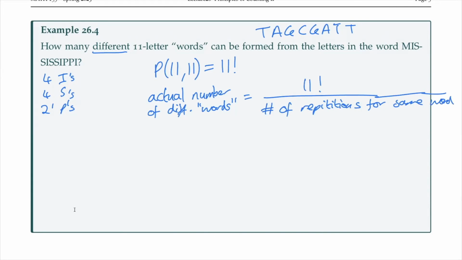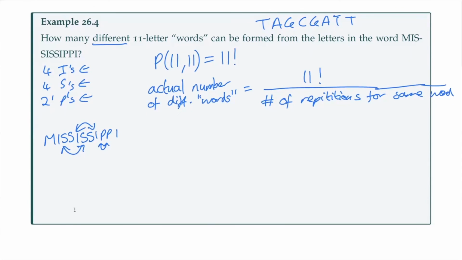And what's that going to be? Well, we have 4 I's, 4 S's, and 2 P's. So if we write out a word Mississippi, every time we change a P around, or say we change an I around, we're not going to count that as a different word. And same with our S's. If I switch these letters here, that would still give me Mississippi, so it's still the same word. So I don't want to count this because I want different words.